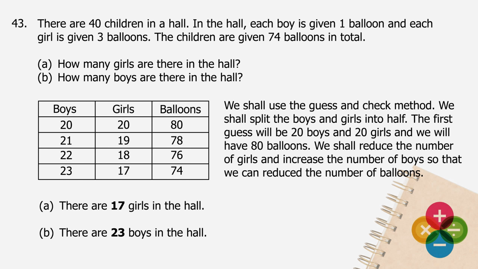We shall use the guess and check method. We shall split the boys and girls into half. The first guess will be 20 boys and 20 girls, and we will have 80 balloons. Since the girls will have 3 balloons, we shall reduce the number of girls and increase the number of boys, so that we can reduce the number of balloons. A. There are 17 girls in the hall. B. There are 23 boys in the hall.